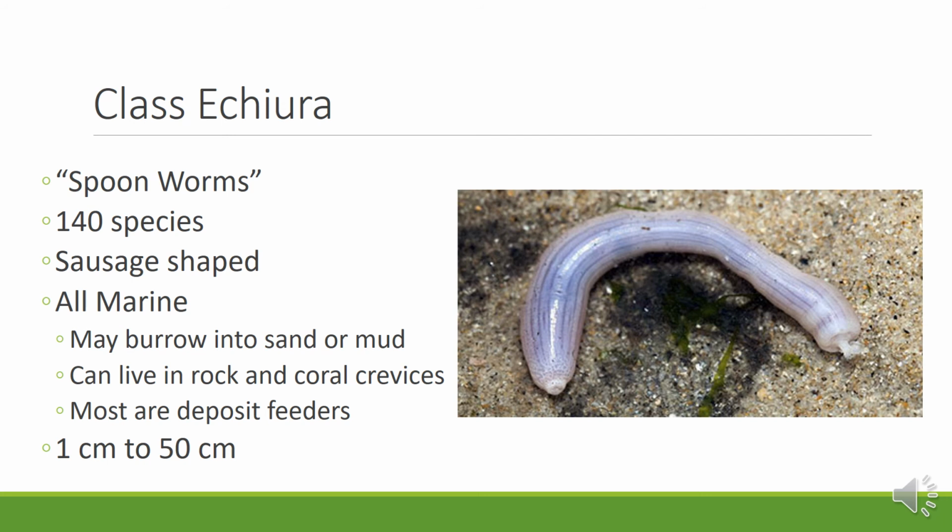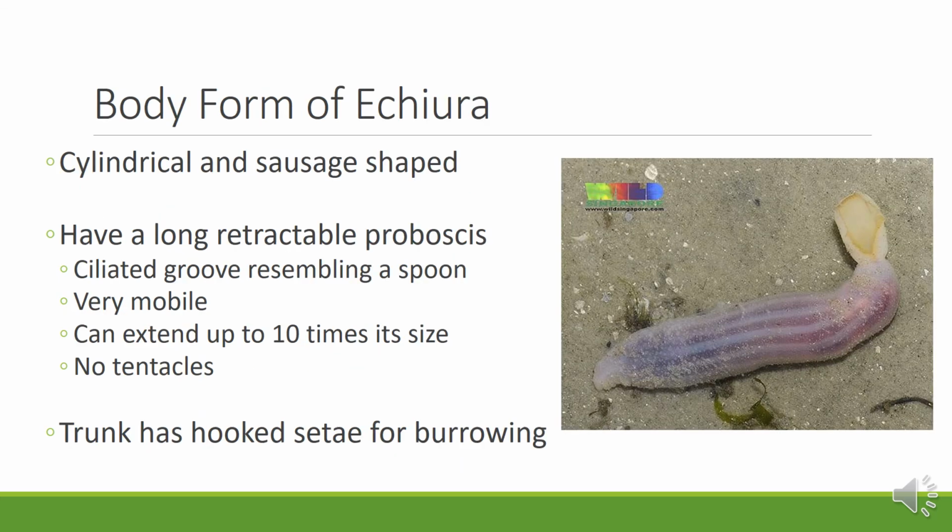All right, and that leads us on to our last class, class Echiura, the spoonworms. There's 140 species. They're all sausage-shaped, and they all live in the marine environments. They can burrow into sand. They can live in rock and coral crevices, and most of them are deposit feeders. They can grow from 1 centimeter to up to 50 centimeters large, so slightly large but not huge.